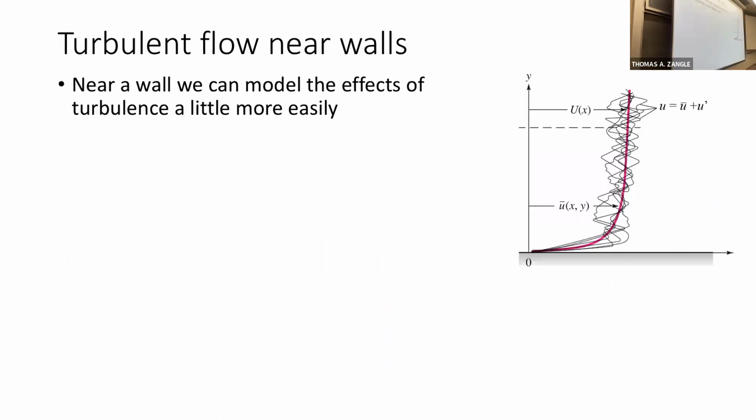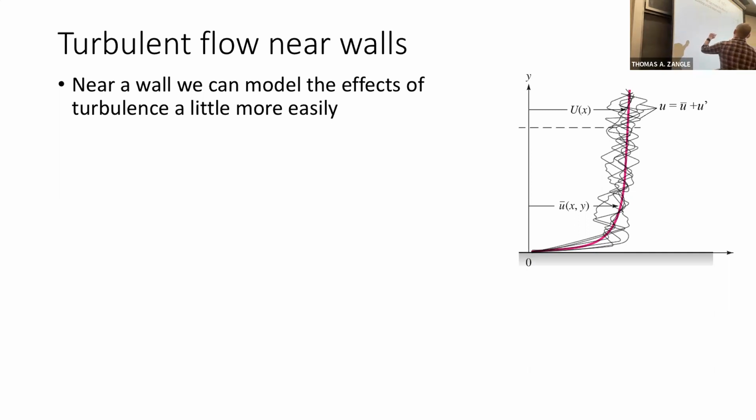So we're going to start by looking at turbulent flow near walls. Because near a wall, we can actually model the effects of turbulence a little bit more easily. So we can handle the impact of those turbulent stresses just a little bit more easily. And we're going to get an answer here that actually comes out of a scaling analysis, which is what's going to guide our work going forwards.